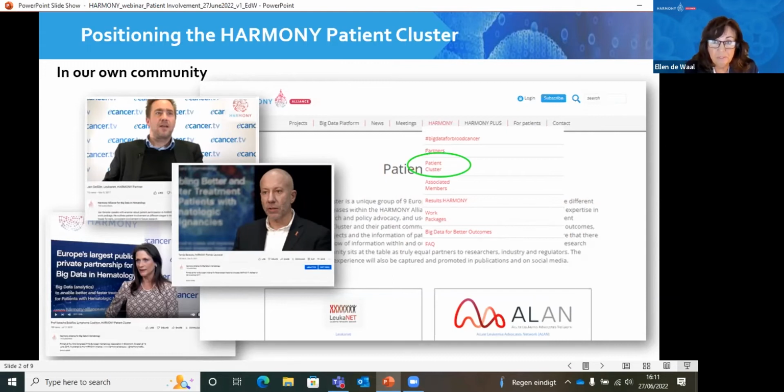And if we have the chance to show how Harmony has organized it and what Harmony is going to do with this new situation. Yes, we really are very much aware of finding the best ways to tell that to the outside world. So the first thing, of course, which we started to do is take the name patient cluster very seriously.